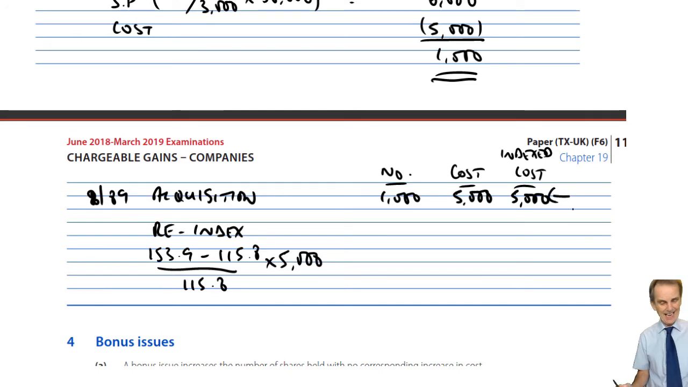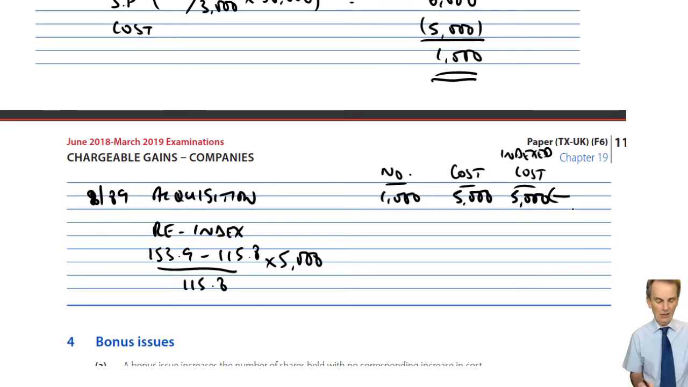That's the index cost. Again, going forward, that figure will be different to the cost figure once we've applied indexation, re-indexation to that. It's always the index cost figure that we re-index. So we work that through.